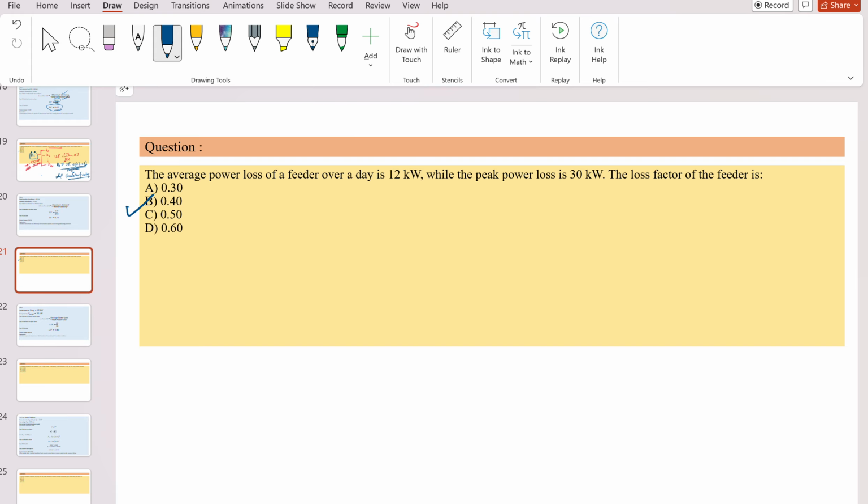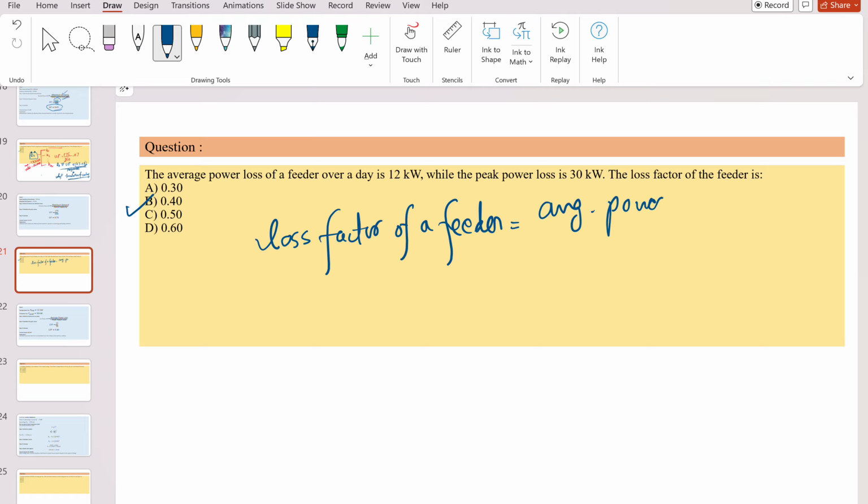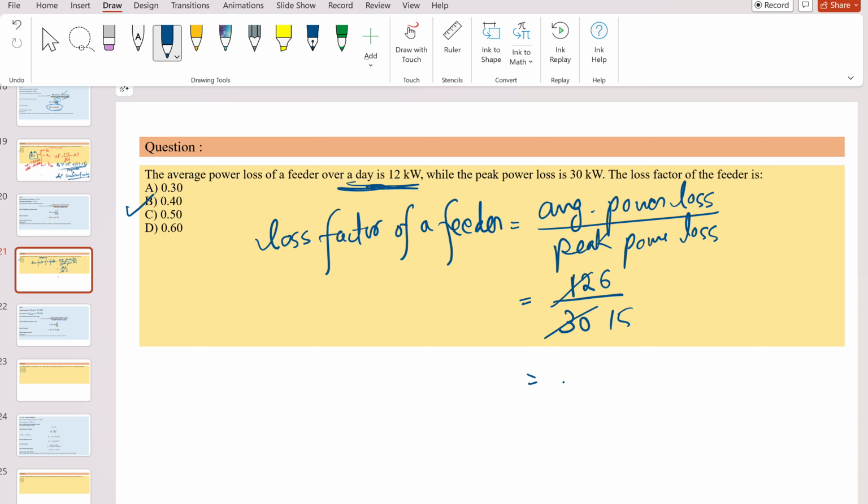So what is the loss factor definition we have seen in the last class? Loss factor of a feeder is equal to the average power loss divided by peak power loss. What is the average? It is actually 12 kilowatt over the whole day, and the peak was 30. When you solve, 12 divided by 30 will come out to be 0.4.